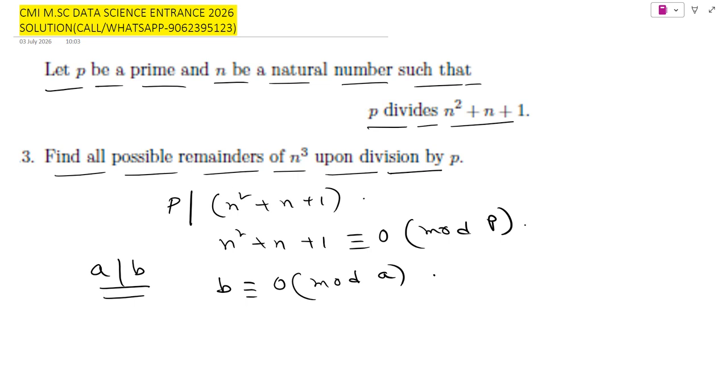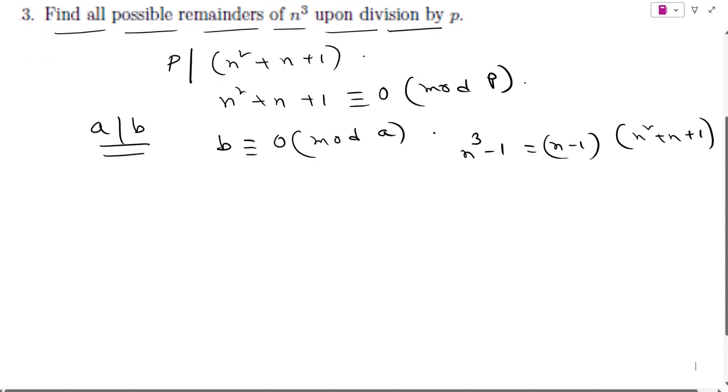B is congruent to 0 mod A. Many number theory problems become much easier once we rewrite them using modular arithmetic. Whenever you see N square plus N plus 1, a mathematician immediately thinks of the identity N cube minus 1 equals N minus 1 into N square plus N plus 1. This identity is the hidden key to the entire problem, and CMI loves testing whether you can recognize such identities or not. So N cube minus 1 is what? N minus 1 into N square plus N plus 1.